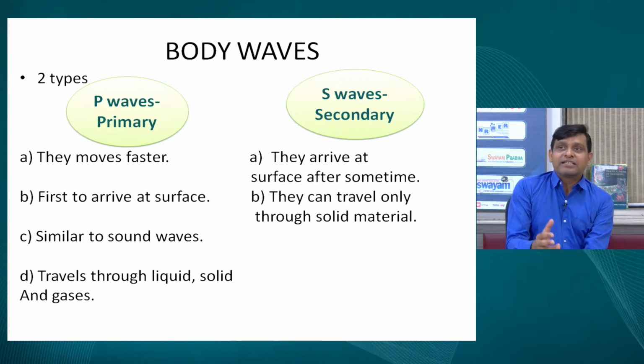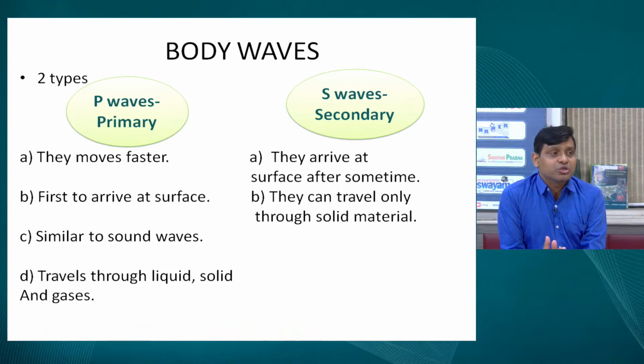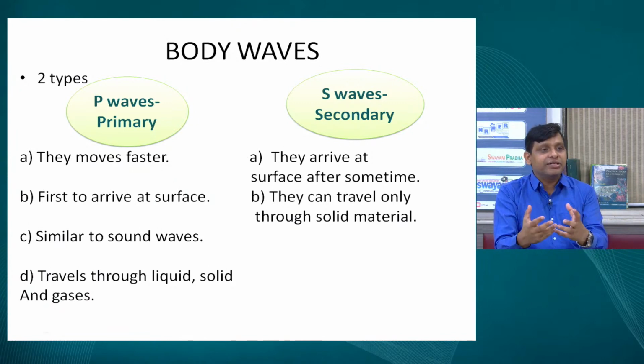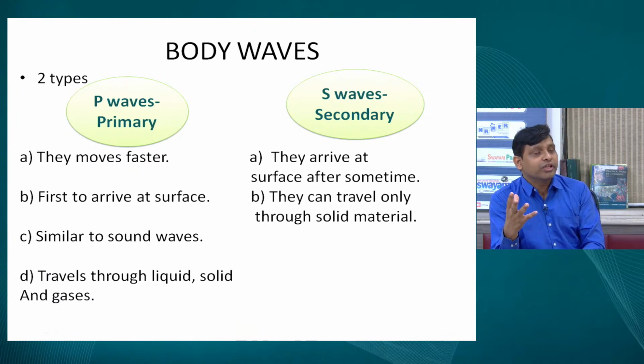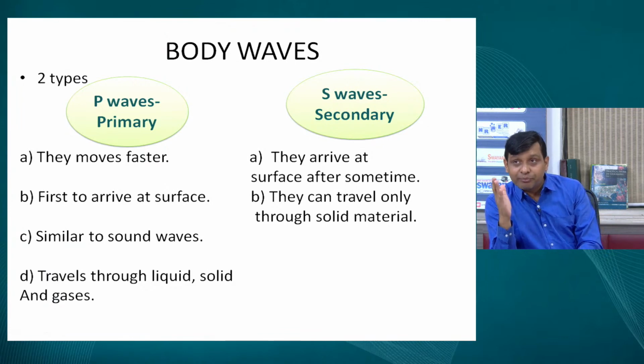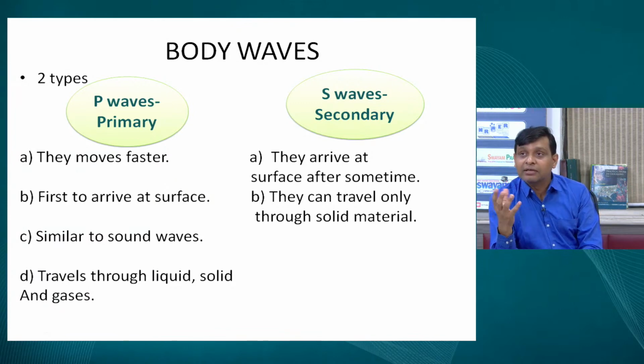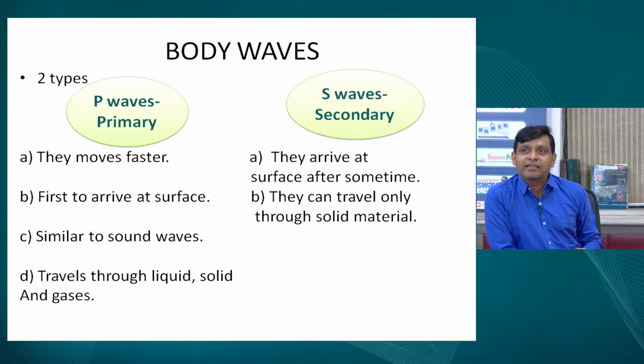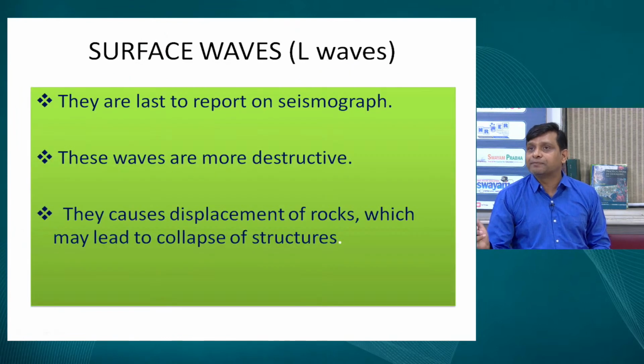When these come to the surface, they can travel only through solid material, and that is the important thing. That means through liquid or gases they cannot travel, and these are the waves which have provided us the clue about what is lying inside the interior of the earth, how we can come to know what is going on inside the interior of the earth. That is the important thing, because these P wave and S wave create shadow zones across the earth. So we will see this concept later on, but first let us look at these body waves, how they travel.